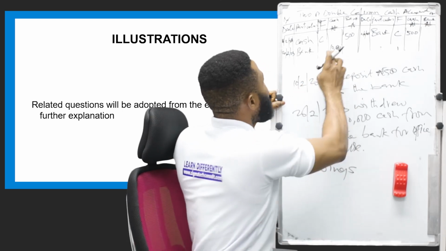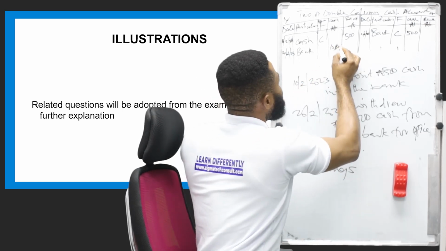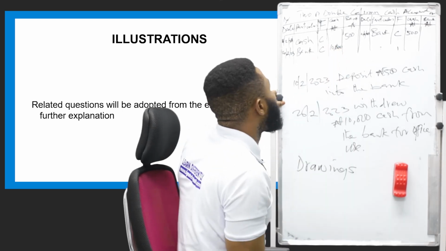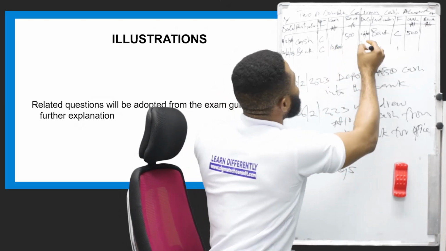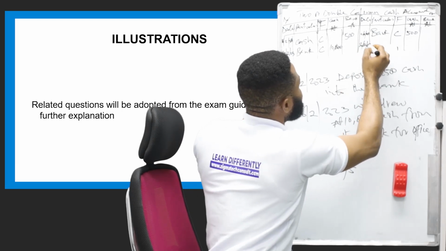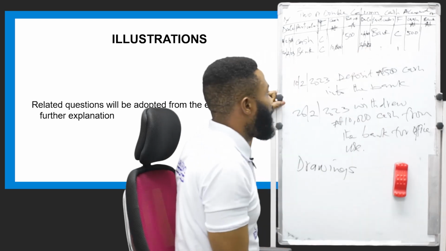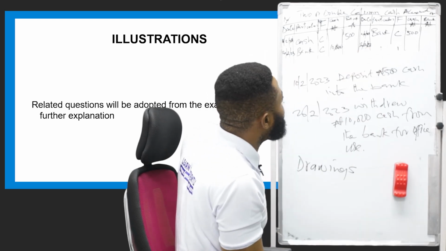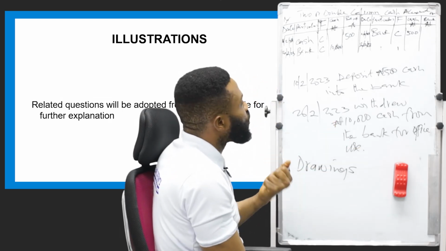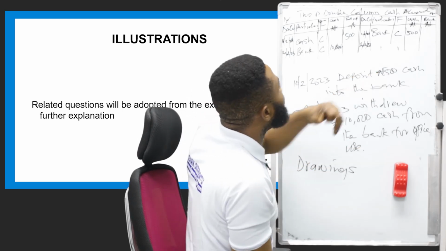And I said you shouldn't end there, that you should indicate your C, letter C, to show that it's contra entry. And at the same time, your 20th of February 2023. What happened? We took money. Okay, we went to the bank to take money. So what happened? Who gave us that money?